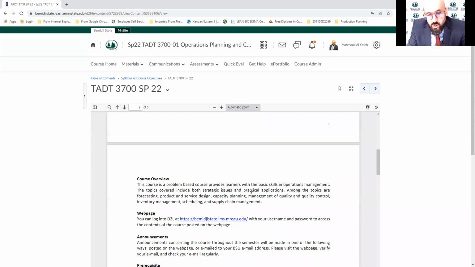We will be talking about quality and quality controls. There are some tools that we're going to cover regarding quality, such as the 7 quality tools. Inventory management: we need to talk about inventory management. Most of the money for companies is put into inventory.